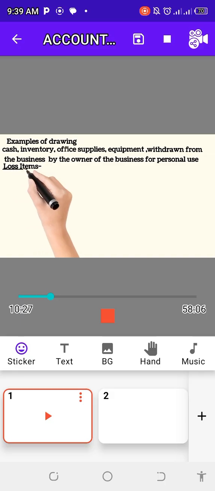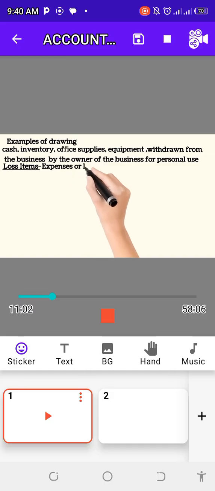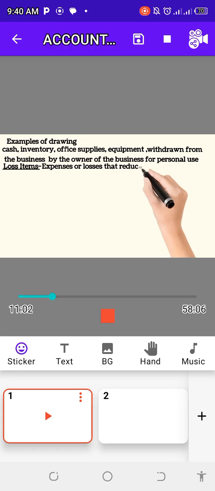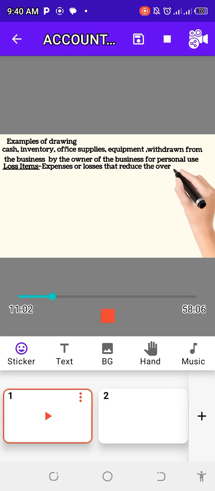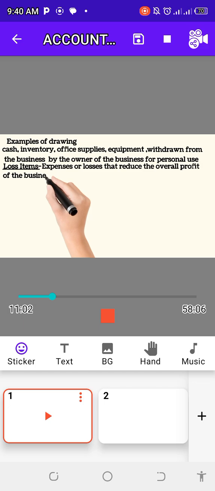Loss items. These are expenses or losses that reduce the overall profit of the business. Expenses or losses that reduce the overall profit of what? The business.